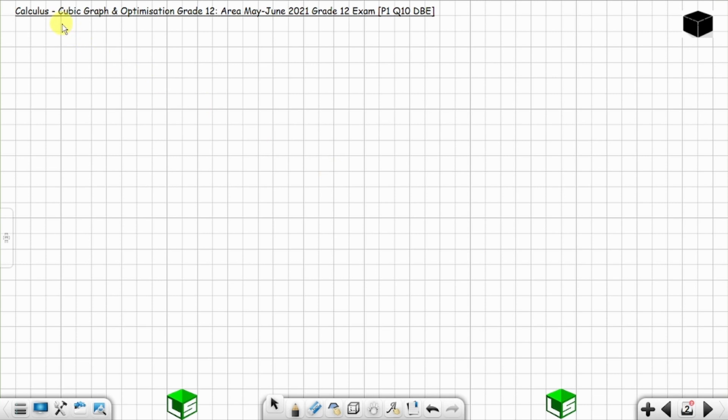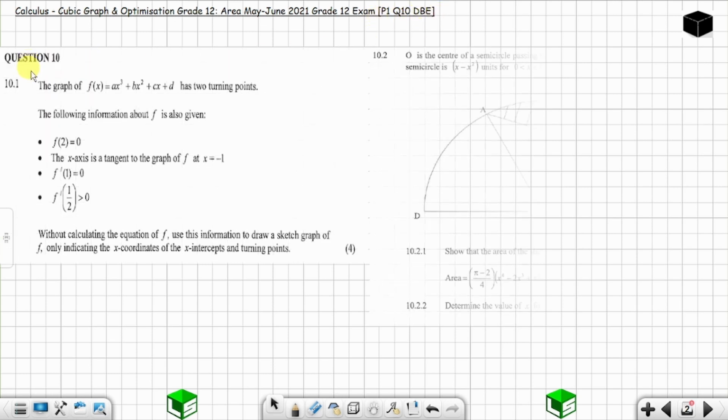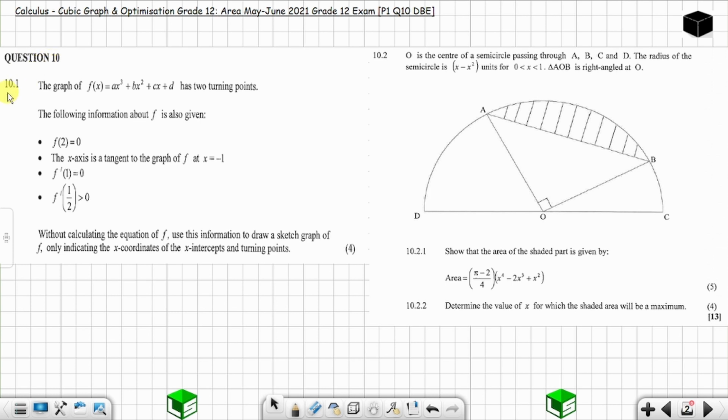Okay, this question is on cubic graph optimization, Grade 12 area, May/June 2021, Grade 12 exam question. The question is from Paper 1, Question 10 from DBE. You have 10.1 and 10.2. On 10.2, you have two sub-questions. The total is 13 marks. Let's get started on the next slide.